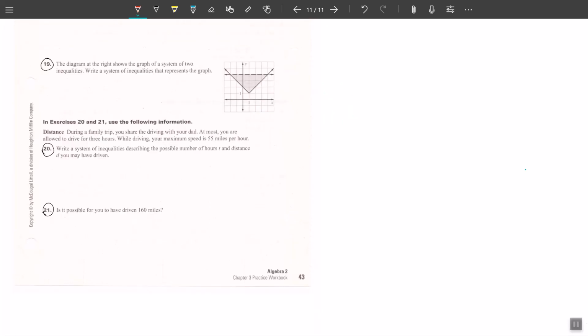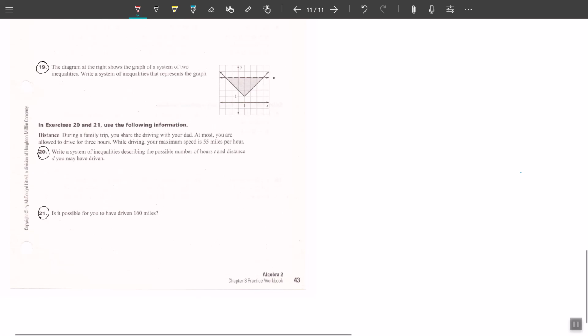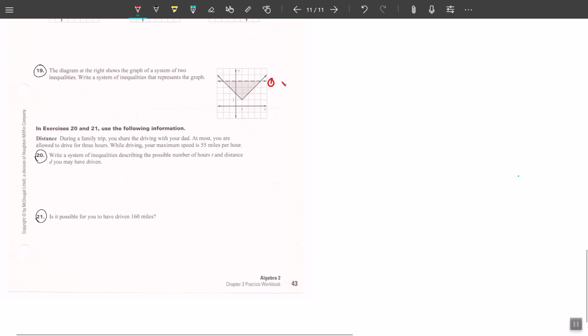19, we need to write a system of inequalities that represents the graph. So now instead of us graphing the inequalities, they want us to write them. So let's start with the horizontal line. Okay, it's horizontal, so we know it's only going to have one variable. It's running through the y-axis. So that's how we know that y is the variable that we're writing an equation for.